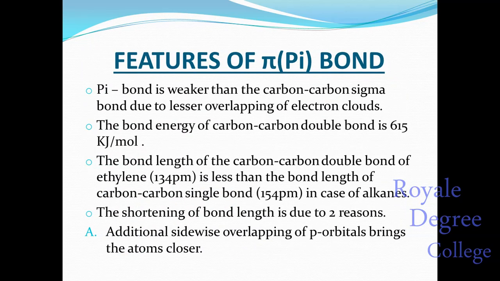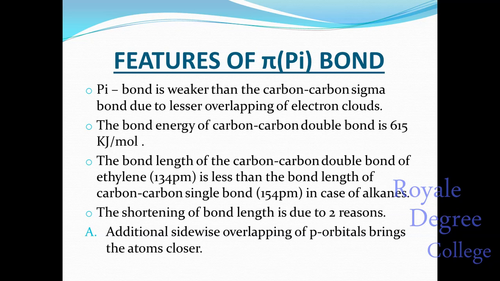Now we'll see the features of the pi bond. The pi bond is weaker than the carbon-carbon sigma bond. Why? Due to lesser overlapping of electron clouds. The bond energy of the carbon-carbon double bond is 615 kilojoules per mole. The bond length of the carbon-carbon double bond of ethylene, 134 picometer, is less than the bond length of the carbon-carbon single bond, that is 154 picometer in the case of alkanes.